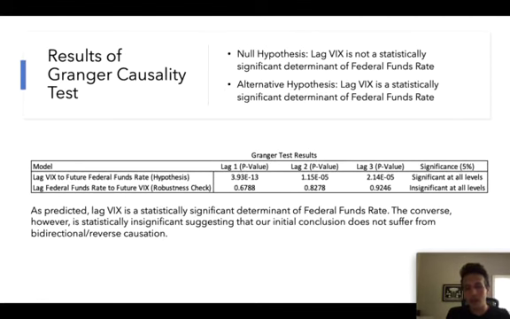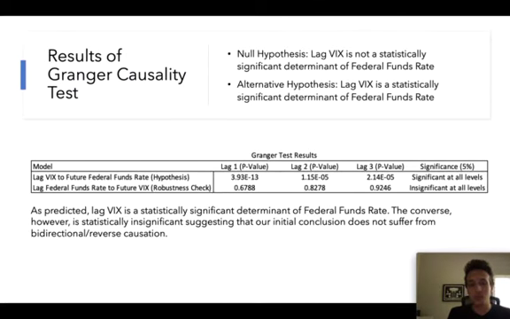And to determine that, we look at the data that we have here provided, and we analyze the two models. The first of which, lag VIX is related and correlated to future federal funds rate. This is our hypothesis, and this is basically what we're trying to test. And we see that at lag values 1, 2, and 3, it is statistically significant at the 5% levels. It is statistically significant at all lag levels.